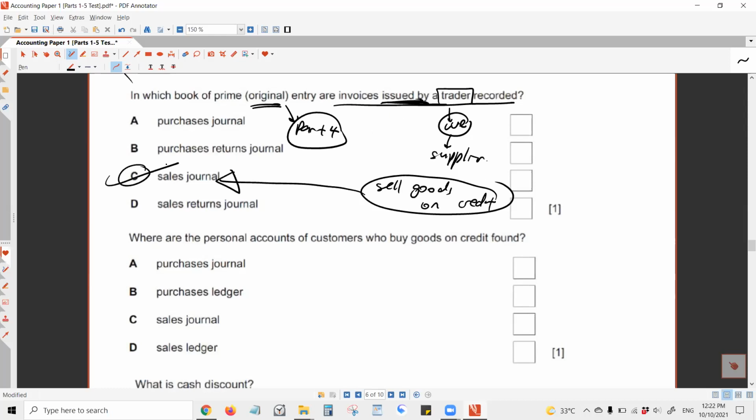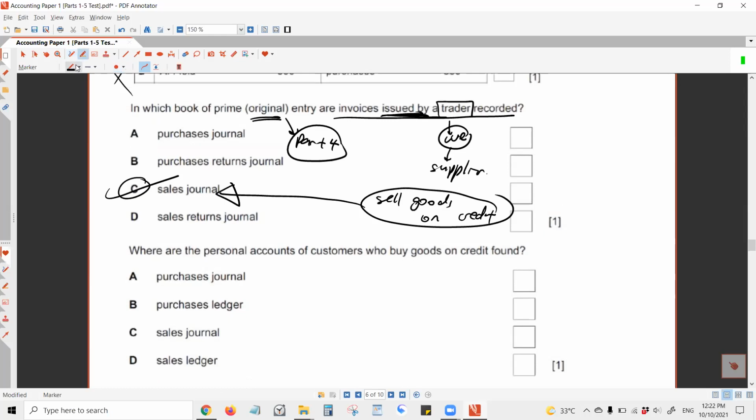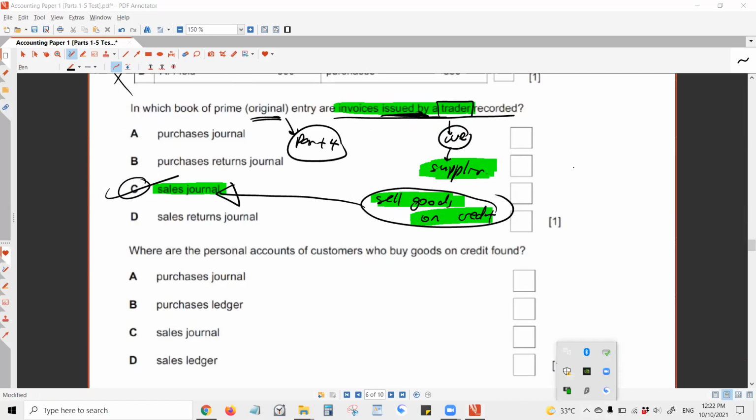Answer is C. Okay, let me tell you again how I solve this. It says invoices issued by a trader. I don't see any other persons here. That means we are the trader. So we issue the invoice. That means we are the supplier, because suppliers always send invoices to the customer, not the other way around. And it indicates we sell goods on credit. That's why it is C. We always record credit sales into the sales journal. This is quite straightforward, unless you interpret it wrongly. Okay, 5 to 10 seconds, then we see the next one.